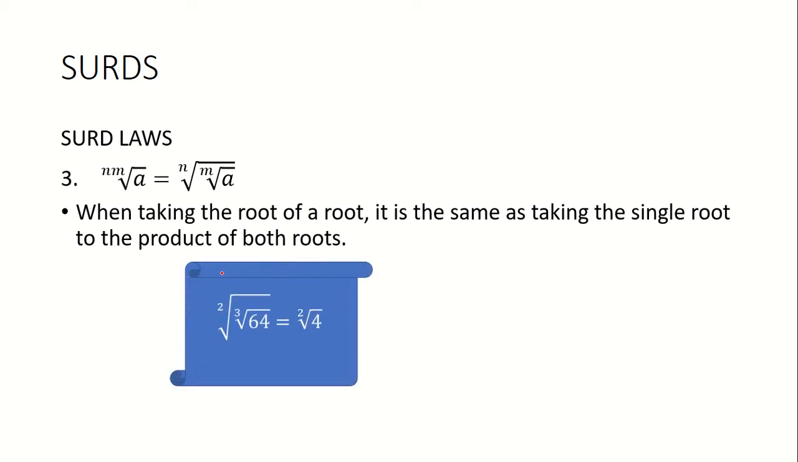Here's what we have here. If I have the square root of the cube root of 64, it is the same as though I'm simply multiplying 2 with 3, and it will be the sixth root of 64, and the sixth root of 64 will simply give me 2.